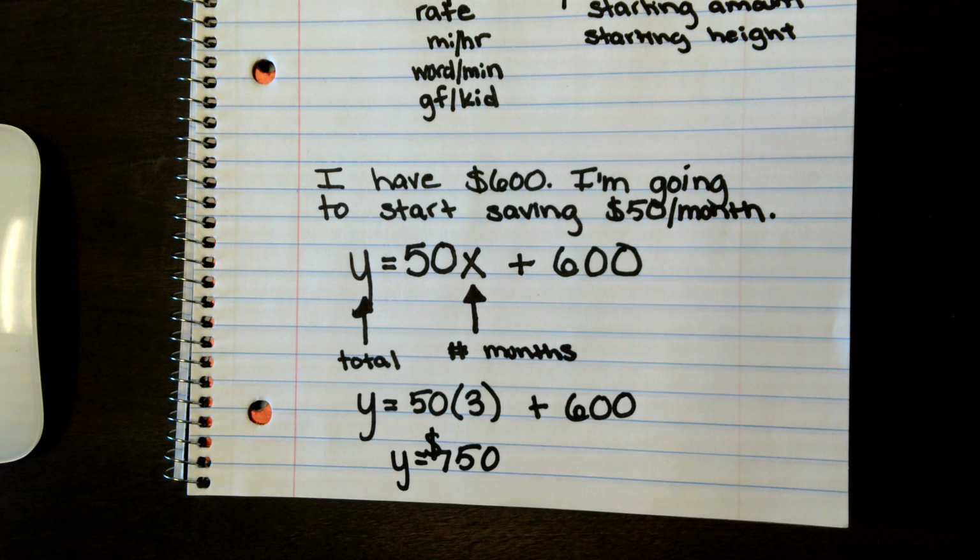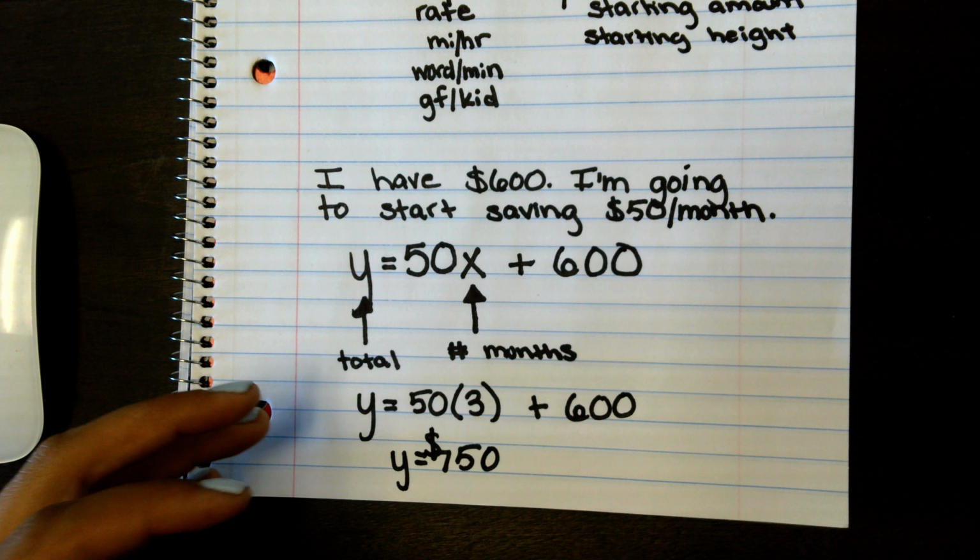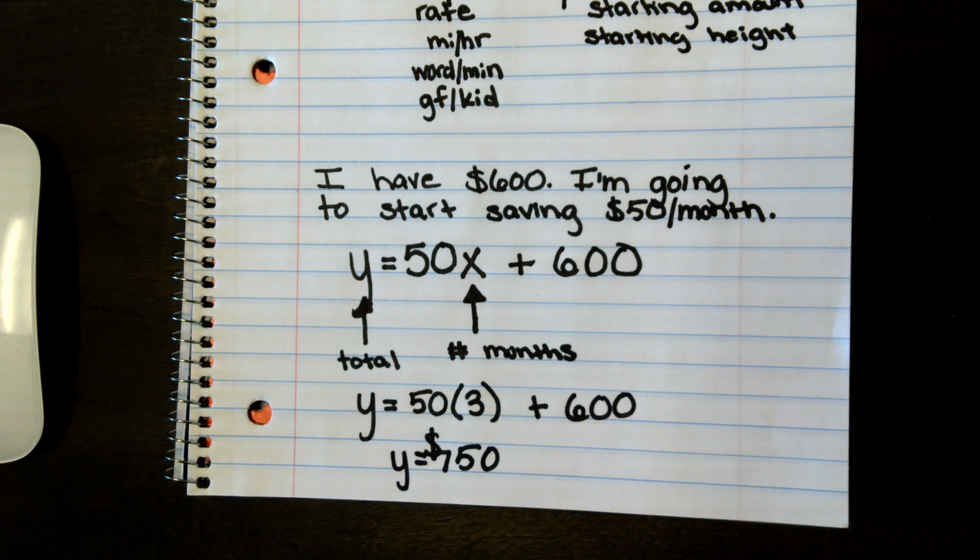So x and y are there for you to be able to plug values into to help you in whatever the given situation is. In this case, to help you find out how much money you would have after any number of months.